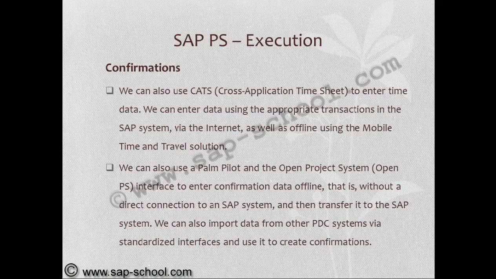We can use CATS, cross application timesheet, to enter time data. We can enter data using the appropriate transactions in the SAP system via the internet as well as offline using the mobile time and travel solution. We can also use a Palm Pilot and Open Project System interface to enter confirmation data offline, that is, without a direct connection to the SAP system, and then transfer it to the SAP system. We can also import data from other PDC systems via standardized interfaces and use it to create confirmations.